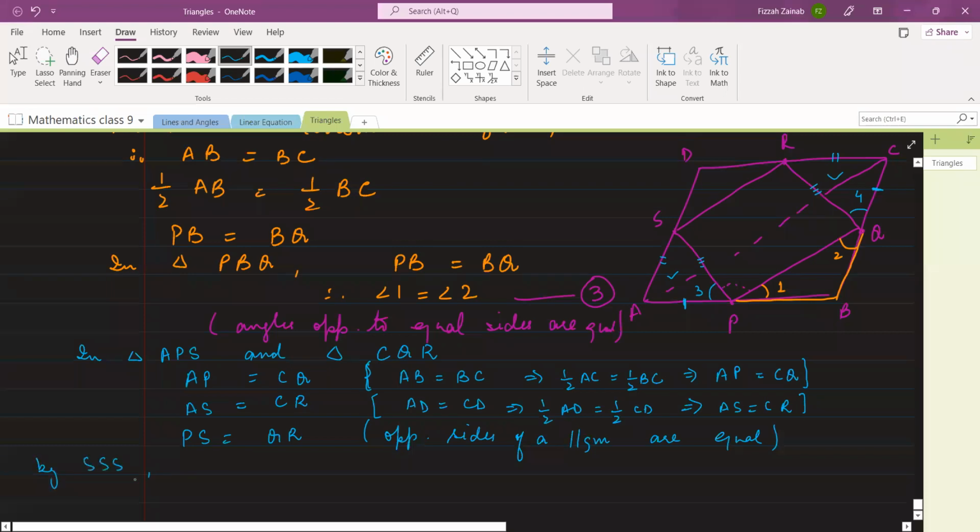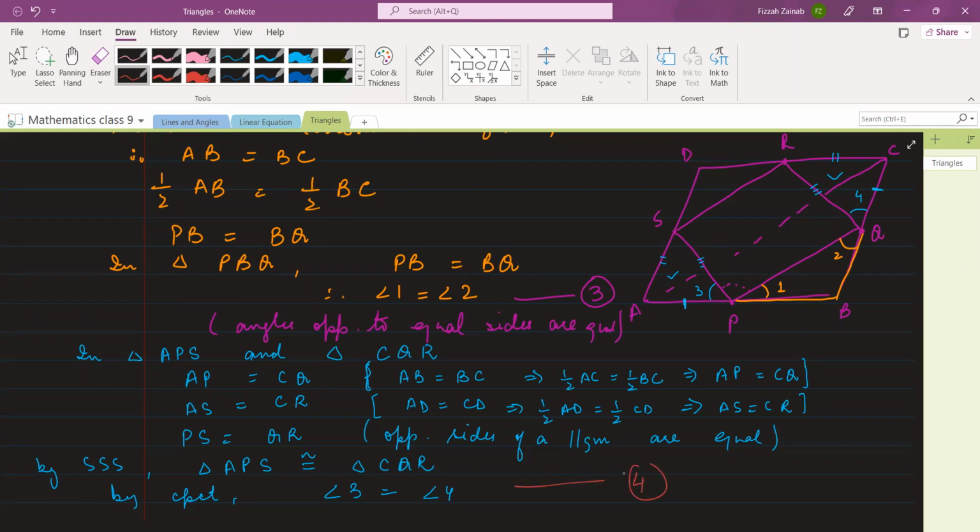So by SSS, we can say that triangle APS is congruent to triangle CQR. And therefore, by CPCT, we can get angle 3 is equal to angle 4, which we were actually trying to show. So you can mark it as result number 4. Ultimately, result number 3 and result number 4 we will be using later, right? So all this effort was to show that angle 1 is equal to angle 2 and angle 3 is equal to angle 4. So at least this much we have done.